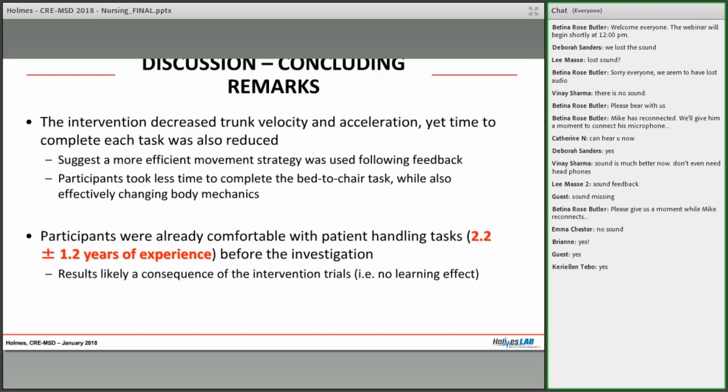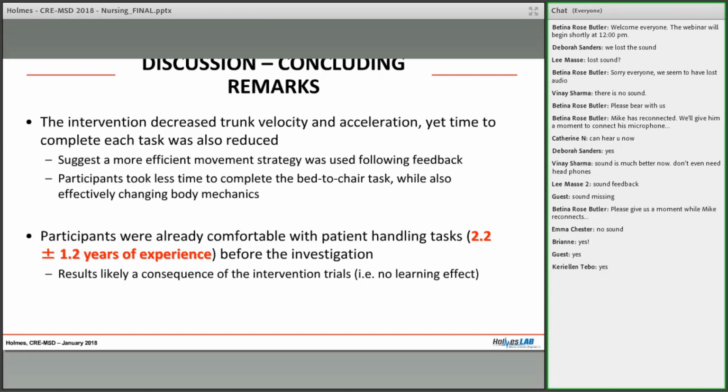The intervention decreased trunk velocity and acceleration, yet if you remember back to the first graph in the results slides, the time to complete the task was also reduced. So I think that's interesting because it suggests that a more efficient movement strategy may have been used following feedback.